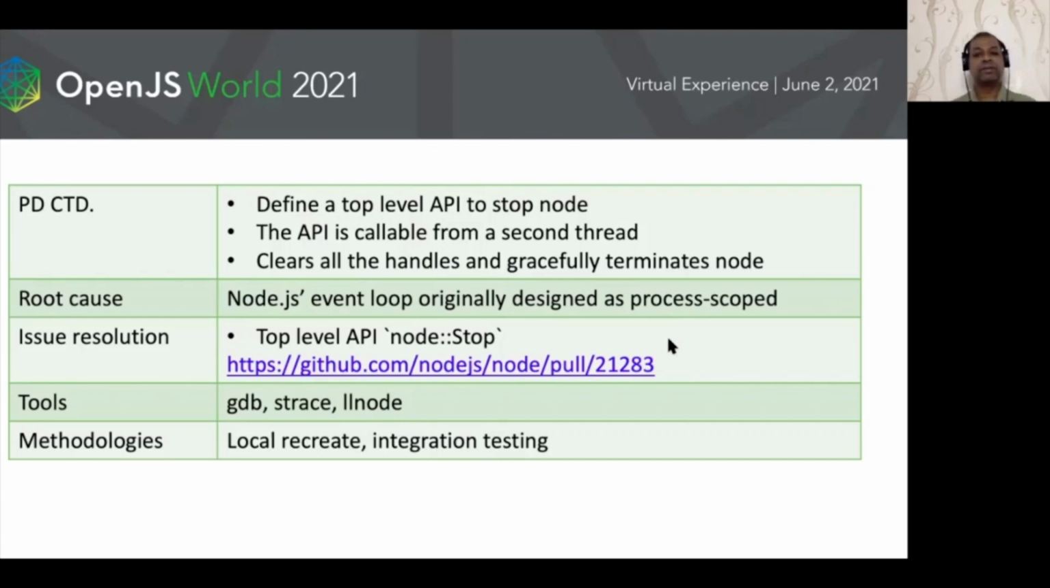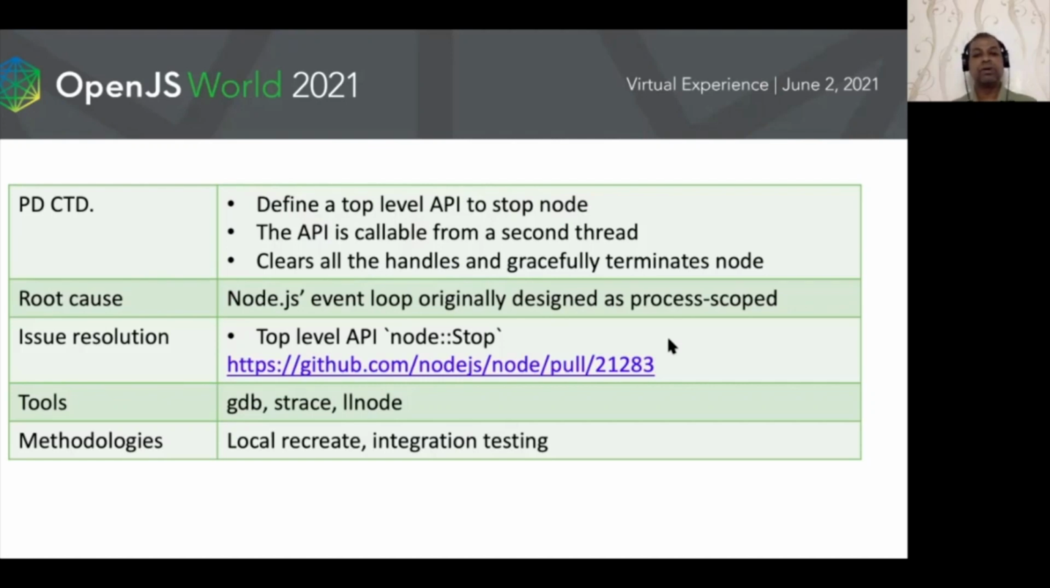And in the handler, we close all the handles in the event loop, and basically we close the event loop. We come out of it, we terminate all the worker threads, and then start the cleanup activities in a graceful manner. This eventually shuts down the Node.js instance and returns to the caller, which in this case is the embedder.